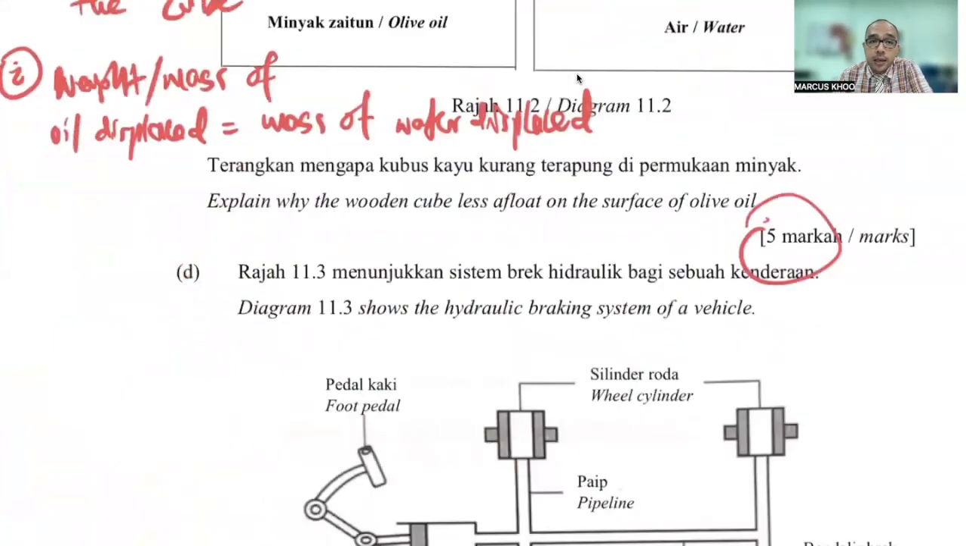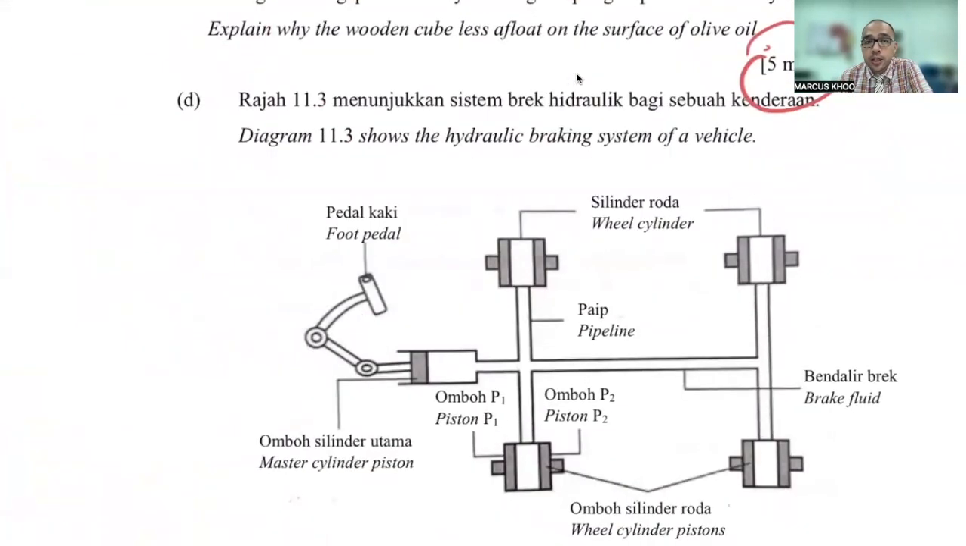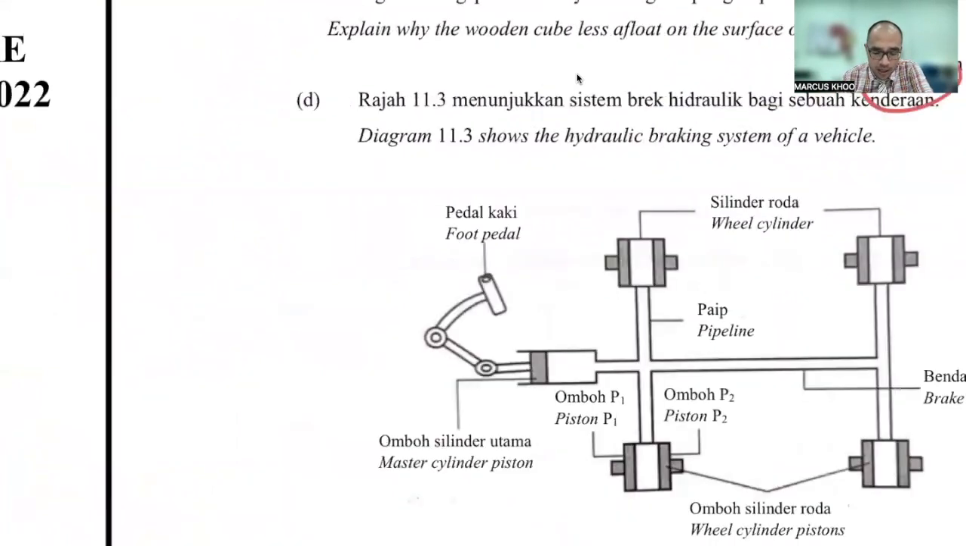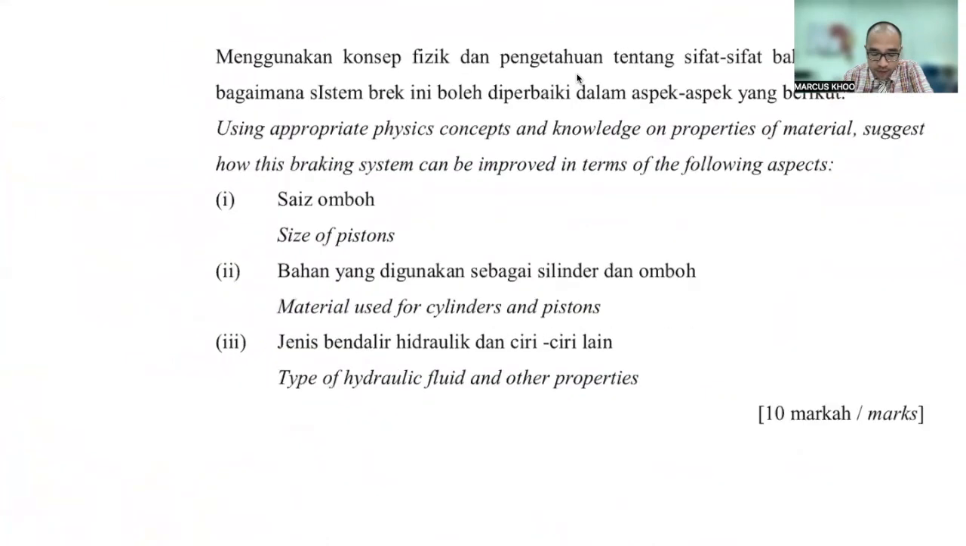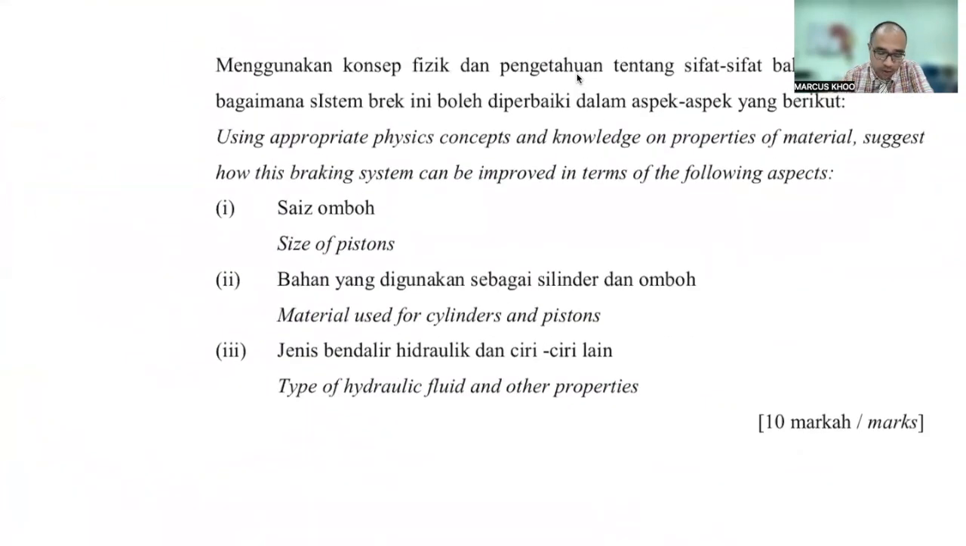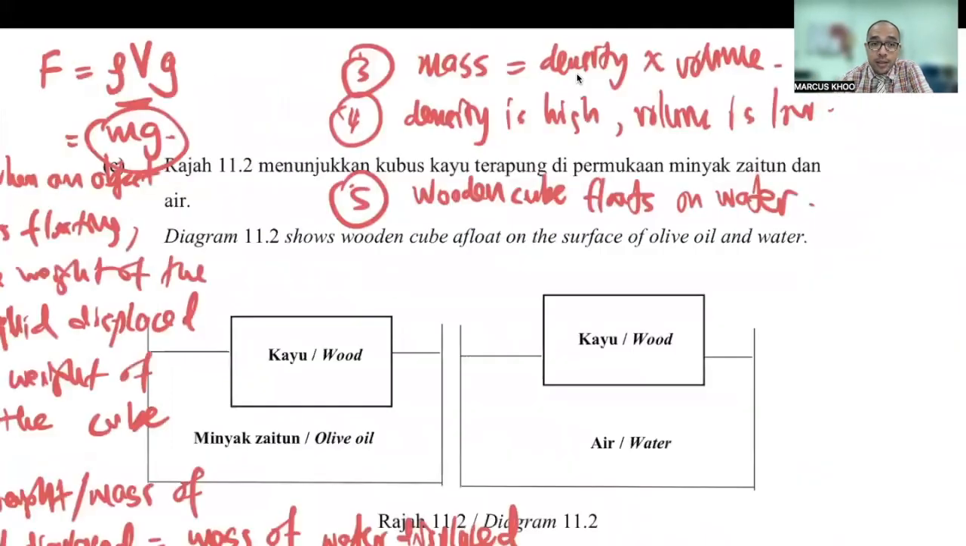Okay, let's move on to D. So D shows the hydraulic brake system of a vehicle. Once again, a hydraulic system, same as the previous question that we were talking about just now. Now, using physics concepts, talk about the size of pistons, material for the cylinders and the pistons, type of hydraulic fluid, and other properties. So it's pretty similar. Okay, so the size of the pistons, talk about the main piston and talk about the secondary piston.